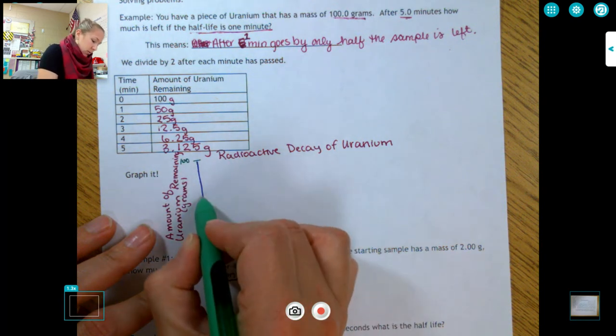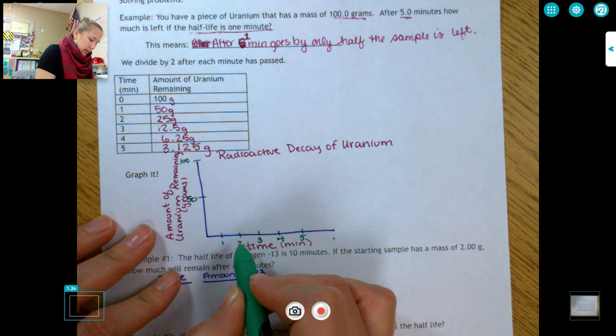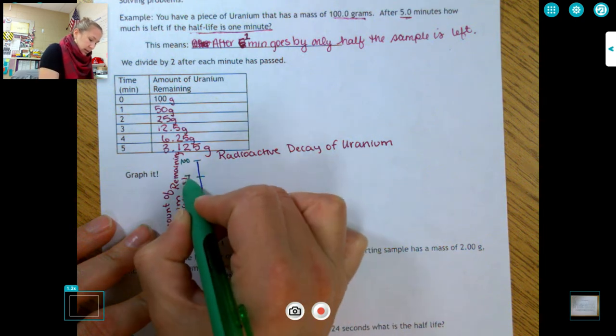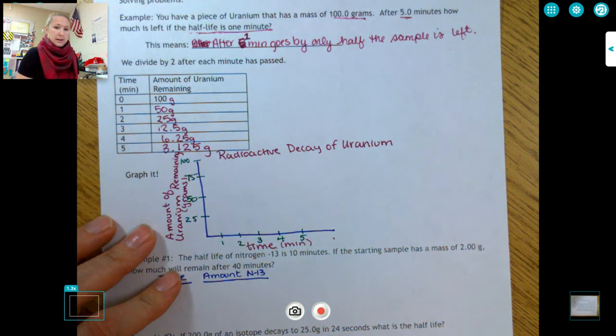And then half of it would be 50. I think I'm going to split those in half again. So it's going to be 25 and 75. Okay, so 4 lines there.